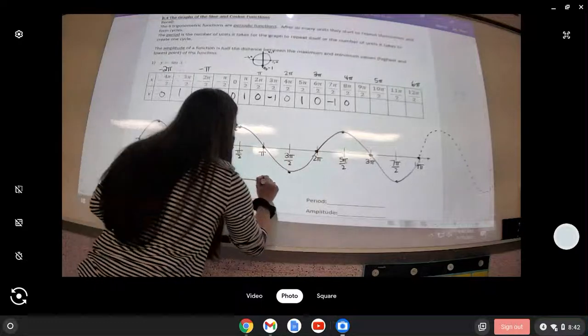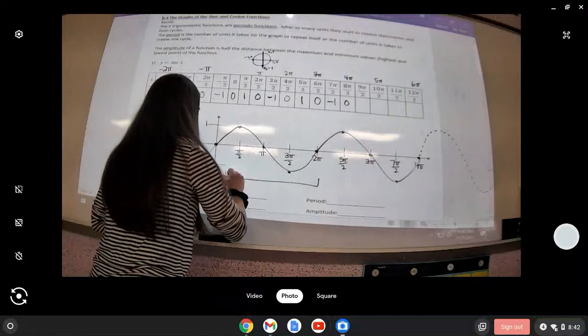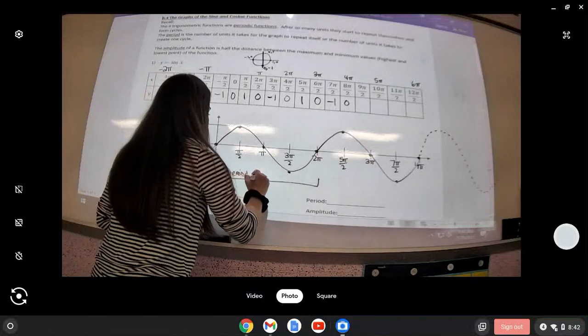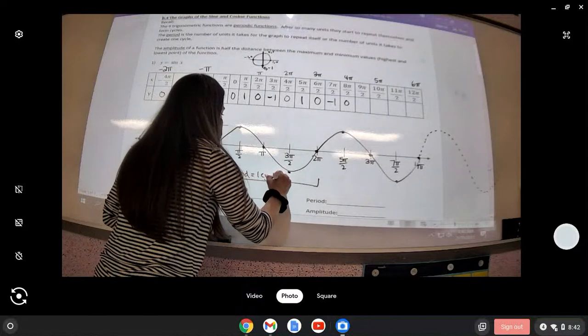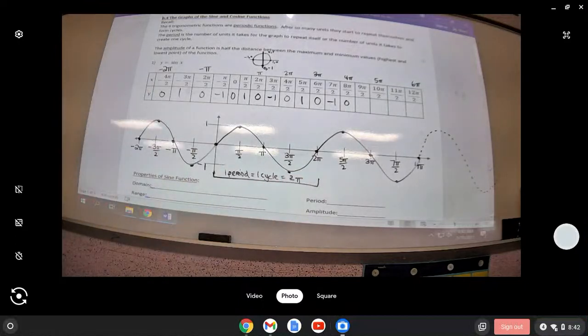From 0 to 2 pi, that's one period, which is equal to one cycle, and that takes 2 pi radians to create. So one period or one cycle takes 2 pi radians, and then everything starts to repeat. Okay.